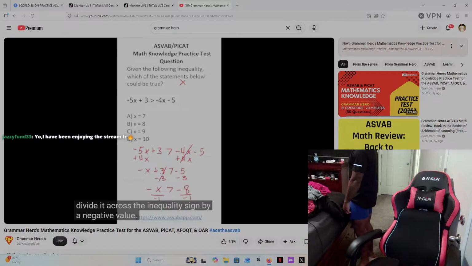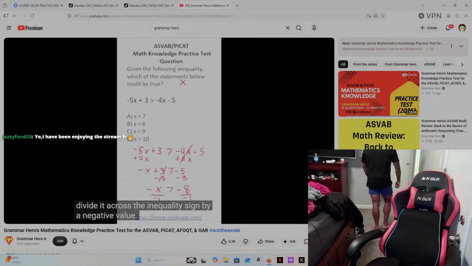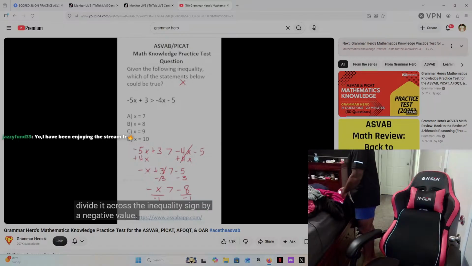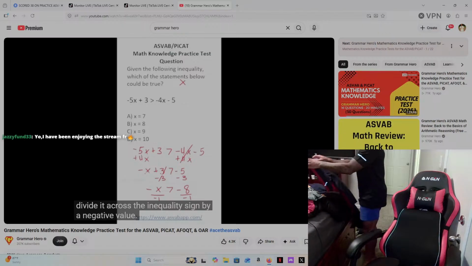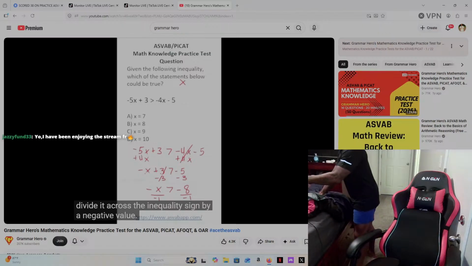This math knowledge practice test question for the ASVAB and PiCAT says, what is the result of subtracting 3x squared minus 5x minus 1 from 8x squared plus 2x plus 9? So we're subtracting this polynomial from this polynomial, and the way we set it up is like this. We have 8x squared plus 2x plus 9, and from that we're subtracting this entire polynomial. So we have to use a set of parentheses. It's going to be 3x squared minus 5x minus 1. Now we're going to take this negative sign and we're going to distribute it to each of these terms in this polynomial here, like so.